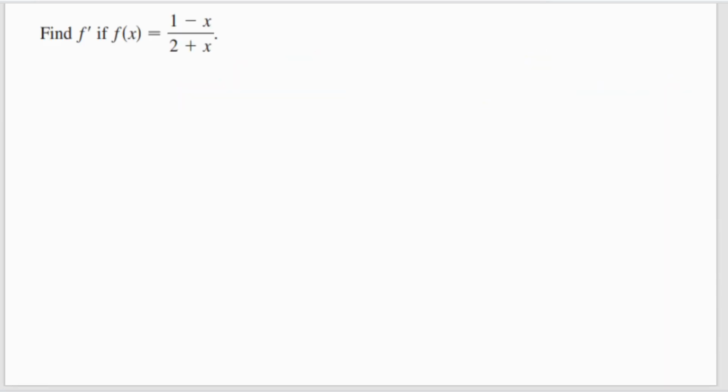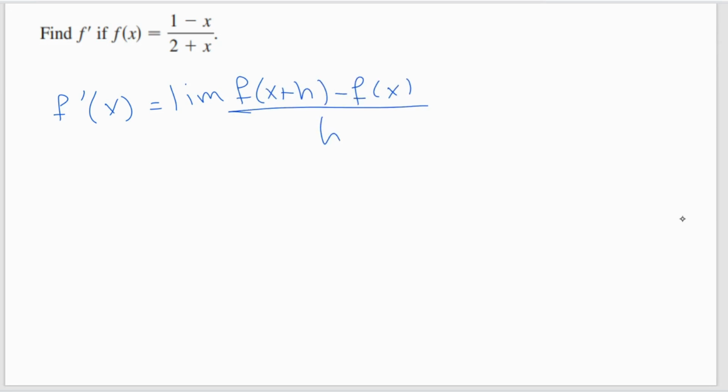Okay, let's see this example. It's asked to find the first derivative of the function (1 minus x) over (2 plus x). We will find it using the definition of the derivative, which we showed you in the first slide in this section, which is f prime of x equal to the limit of f of x plus h minus f of x over h, as h goes to 0.